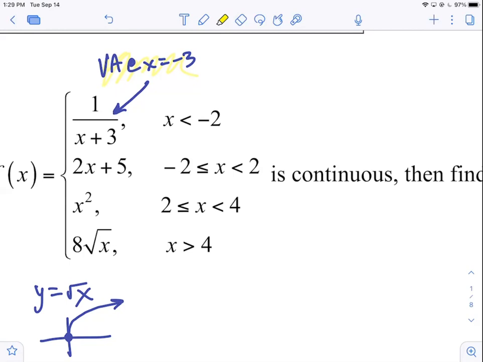Okay, that's cool. So this piece is continuous everywhere. So that leaves only a couple of places now to check, right?